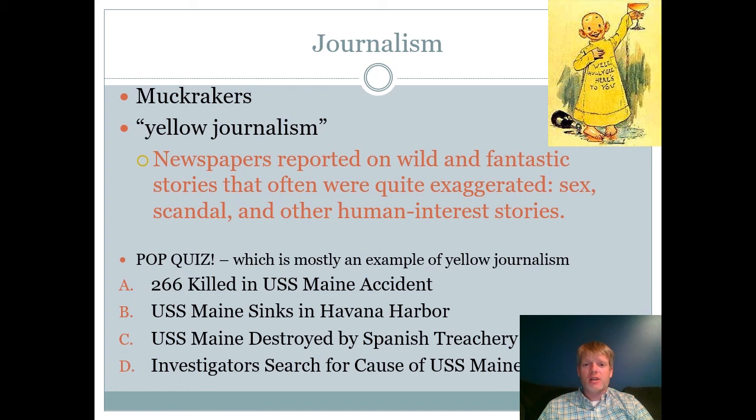The headline calls it an accident. All right, so that's tragic. You may or may not want to read about it. USS Maine sinks in Havana Harbor. Okay, a boat sinks. Why do I care? Oh, 266 people die. Ooh, a little bit more interesting. How is that possible? All right, investigators search for the cause. No one wants to read a book report about the investigation.